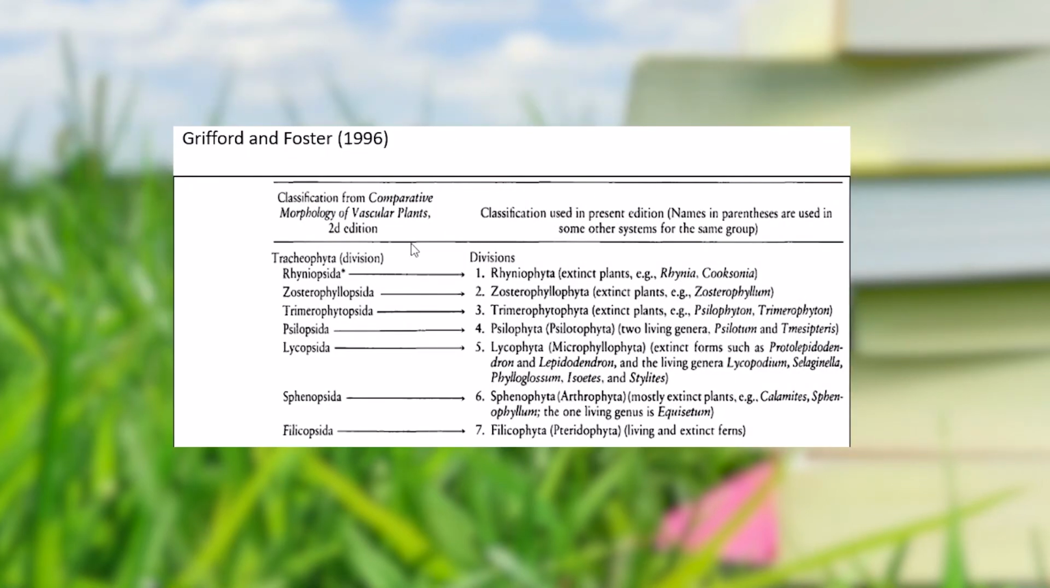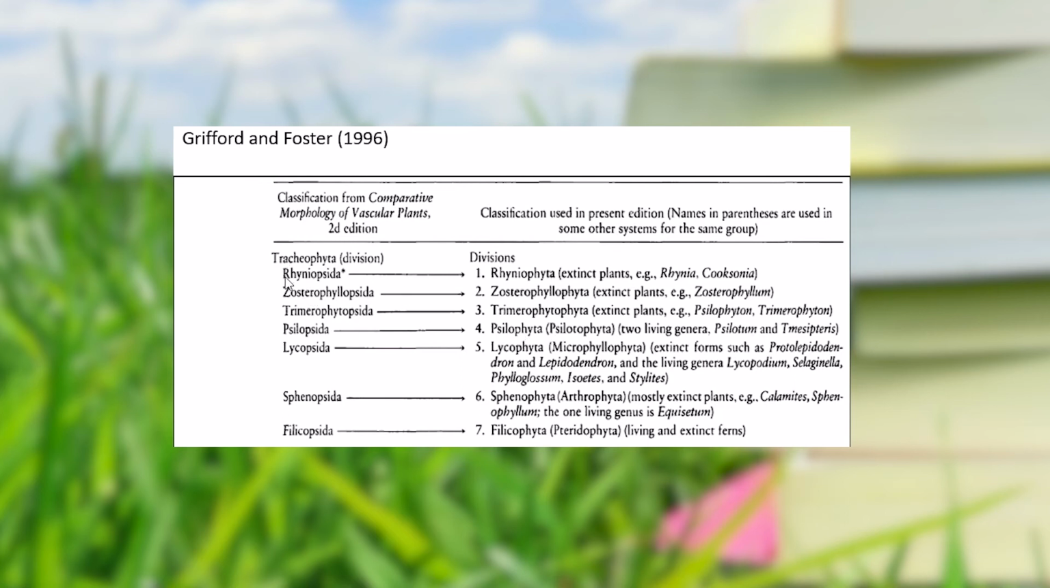Here you can see the classification. There are two columns, one is this column and the second one is this column. Both of these classifications were given by Gifford and Foster in 1996. In the first one, they included Tracheophyta as the division and the rest were the classes. But later on, with some revisions, they said that these were the divisions. That is, they brought these classes to the division level.